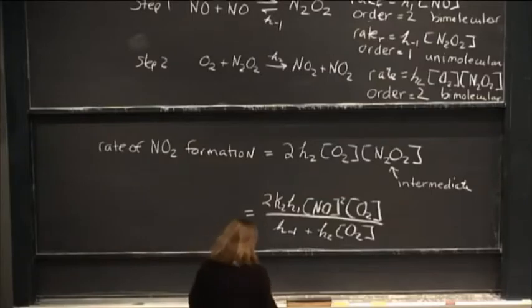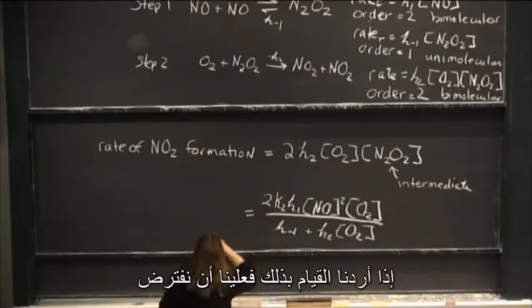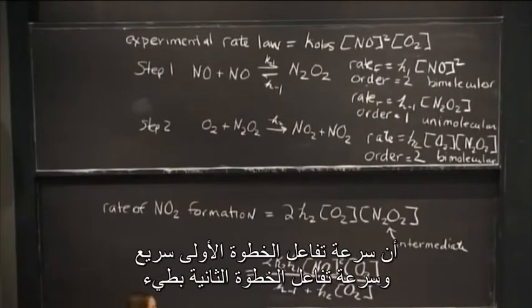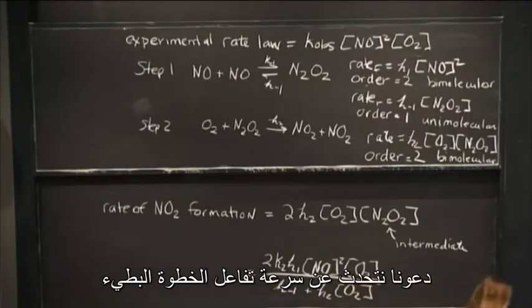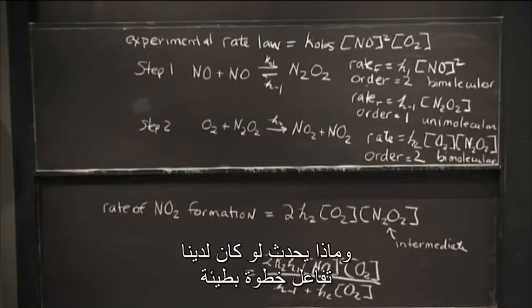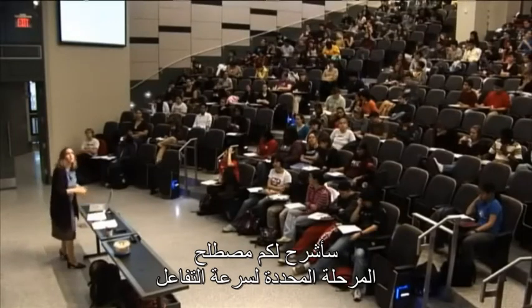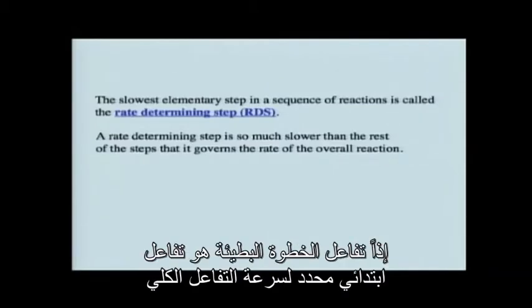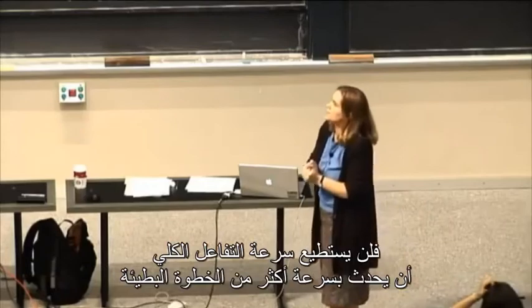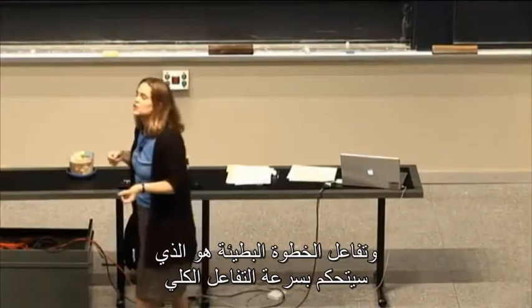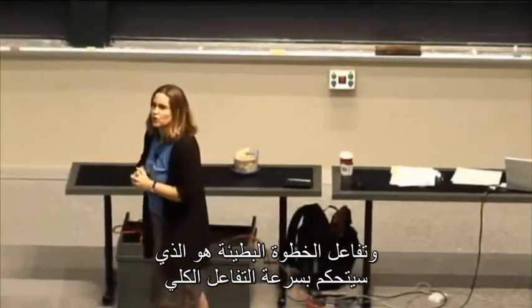And so if we want to do this, we're going to assume now, we can try, that the first step is fast and the second step is slow. So let's talk about this slow step and what happens if you have a slow step. So I'm going to introduce this term of rate determining step. So the slowest step in an elementary reaction is going to determine the overall rate, if it's slow compared to the other steps. And so the overall rate can't be any faster than that slow step, and that slow step is going to govern how fast the overall reaction is.